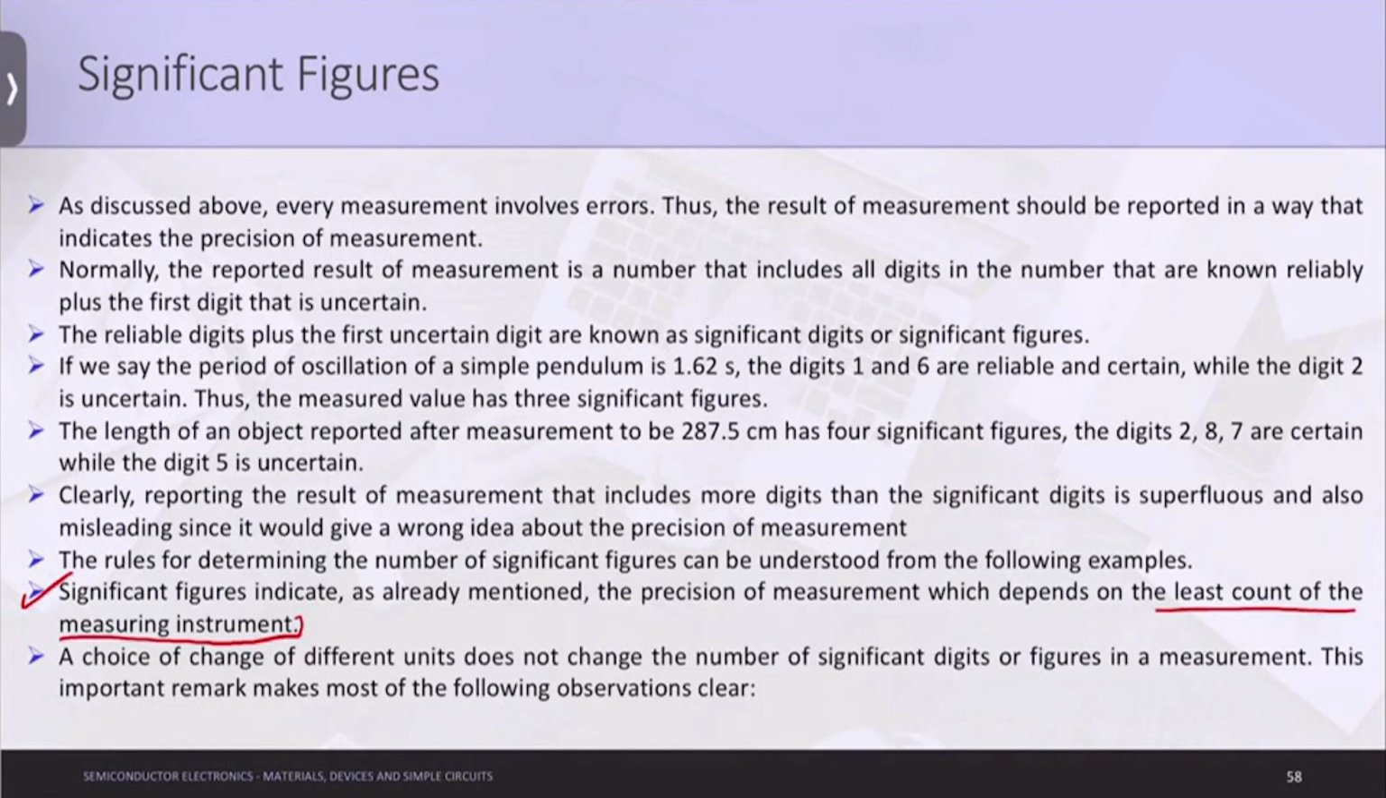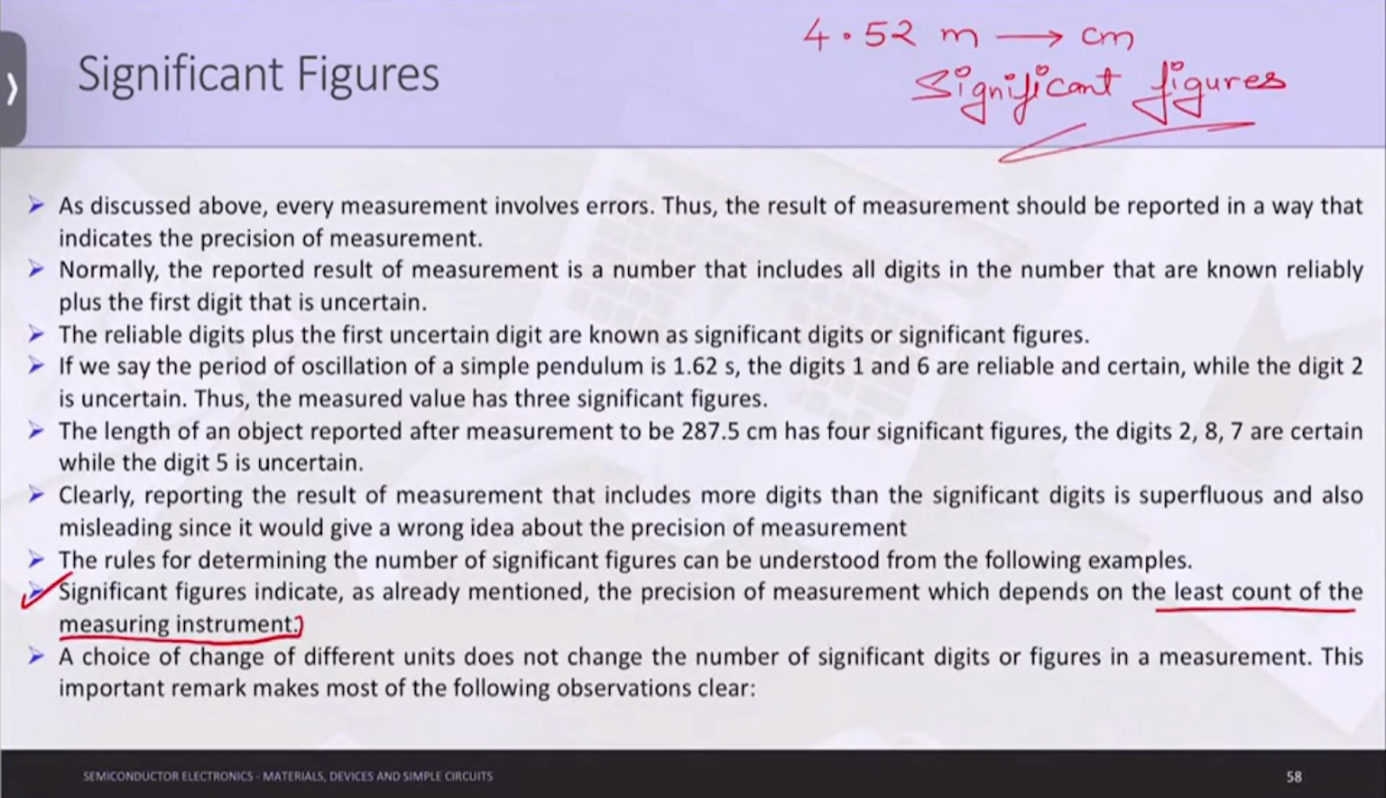Next thing is, a choice of change of different units does not change the number of significant digits or figures in a measurement. Let us say there is a measurement of 4.52 meters. If I change this meter to centimeter, the number of significant digits does not change. The significant digits are the same even after conversion. Okay, so just keep that in mind. Some examples are kept in the subsequent slides. You will understand this concept much more clearly there.